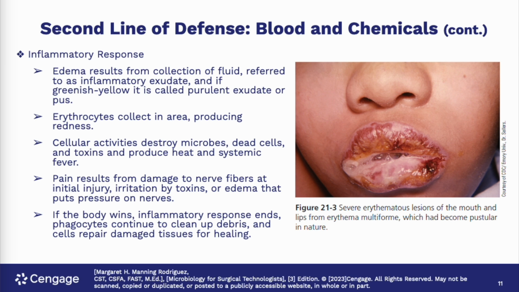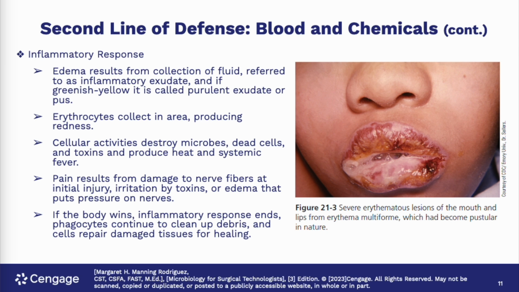Now, breaking down the inflammatory response. Edema occurs, as you see, the fluid collects in the area, forming inflammatory exudate. If the fluid is greenish yellow, it's called pus. Redness is caused by the buildup of red blood cells in the area. The body's immune cells work to destroy microbes, dead cells, and toxins, producing heat and sometimes fever. Pain is caused by nerve damage from the injury, irritation from the toxins, or pressure from swelling on nerves.